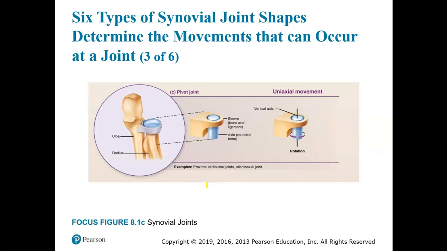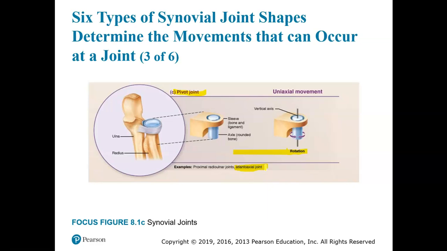So the atlas and the axis. So that's going to be like when you shake your head no. That's going to allow for rotation. So here's what I want you to know. For pivot joints, I want you to know that the atlas and axis, when you are shaking your head no, the atlas and axis rotate. Rotation occurs there. And that joint is called the atlantoaxial joint for atlas and axis.